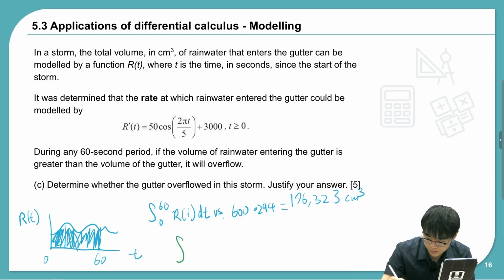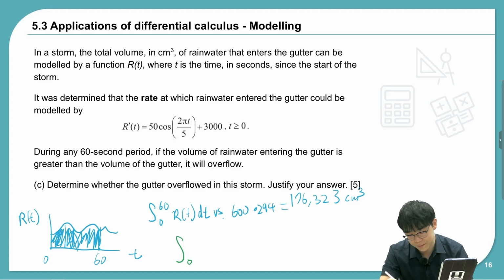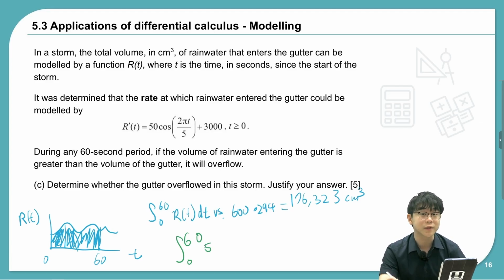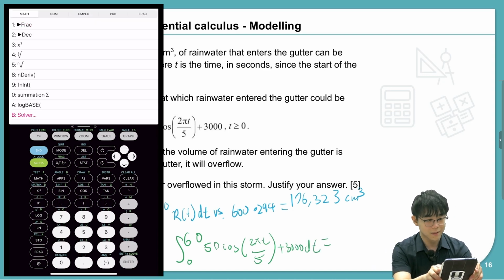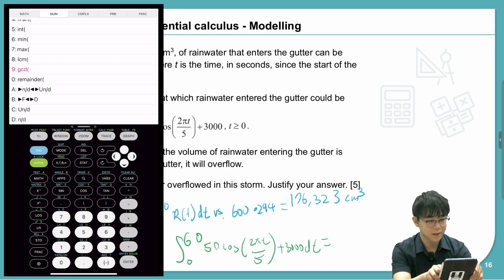So you might have to do a bit of integration by hand, but in this case we don't, because everything's given to you and this is a paper 2. So we can use our integration feature on our calculator. So we integrate from 0 to 60 of 50 cosine 2 pi t over 5 plus 3,000 dt. And let's see what that gives us. You go to your math, fn integrate.